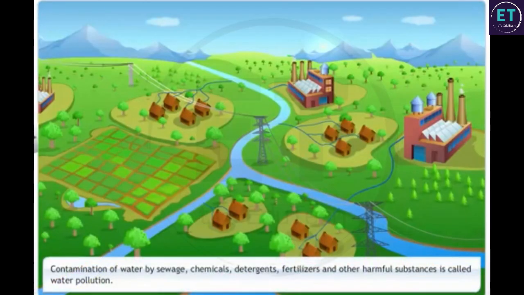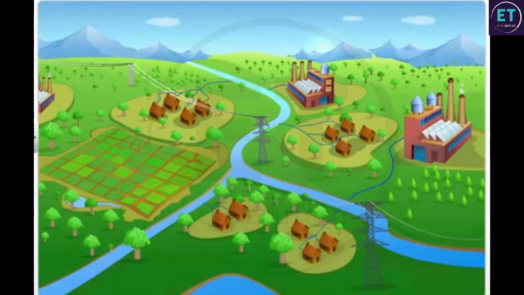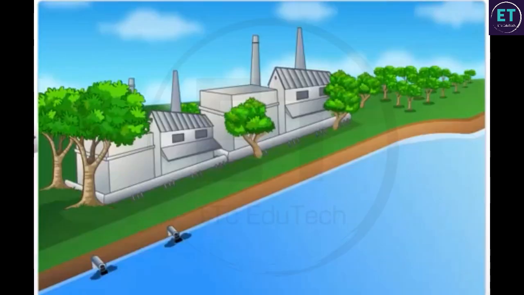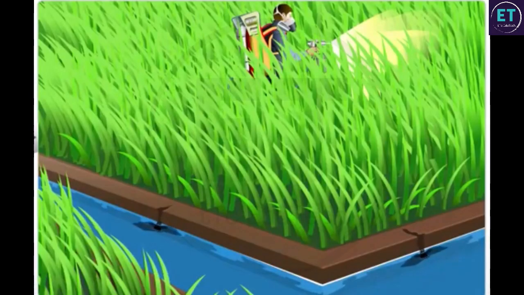The contamination of water by sewage, chemicals, detergents, fertilizers, and other harmful substances is called water pollution. Let's take a look at the causes of water pollution. Industry chemicals and urban sewage are dumped into rivers and lakes. Fertilizers and pesticides used in farms dissolve in water.